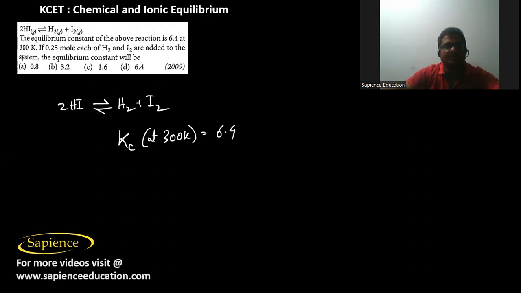Then it is told 2HI gives H2 plus I2. The equilibrium constant of the above reaction at 300 Kelvin is 6.4. And if 0.25 mole of H2 and I2 are added to the system, the equilibrium constant will be?